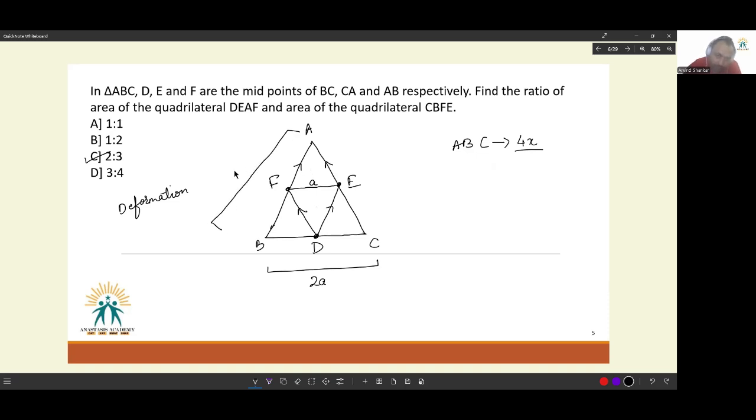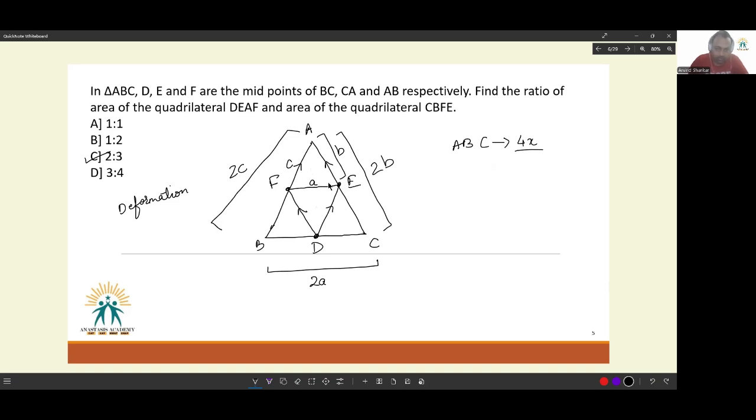Similarly, if this length is 2C, AF will be C. Or if this length is 2D, this length is B. So for the large triangle ABC, I have 3 lengths as 2A, 2B, and 2C. And for the small triangle, AFE, the length will be how much?